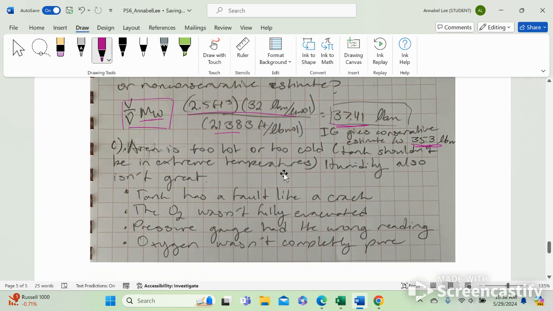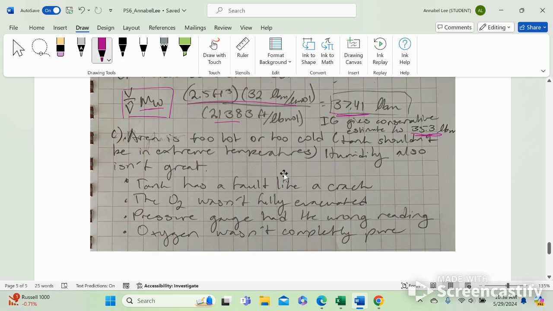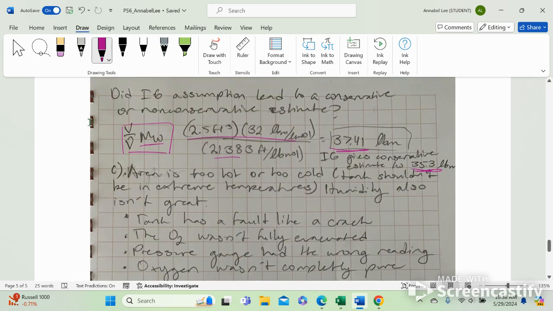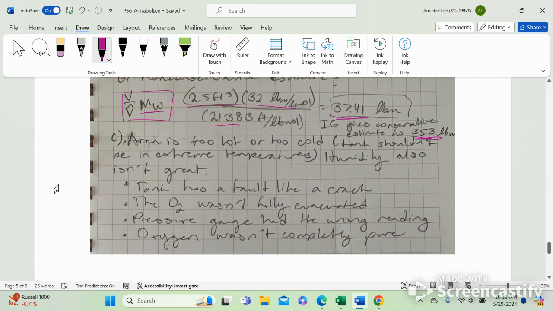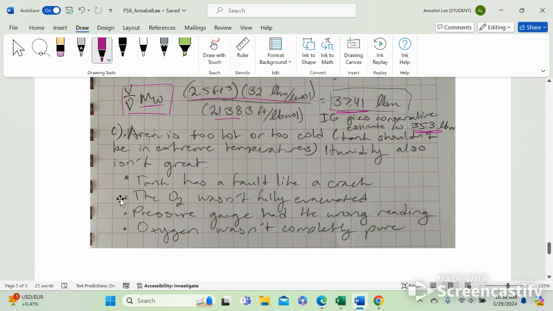And if the tank explodes when you do that, some things that could cause that are maybe the area is too hot or too cold. It shouldn't be in extreme temperatures, and it could also be really humid. That isn't amazing for it, although it doesn't affect as much as extreme temperatures. I work as a lifeguard, and they always tell us to never do that with the emergency oxygen because it could bust through a wall and possibly a person.